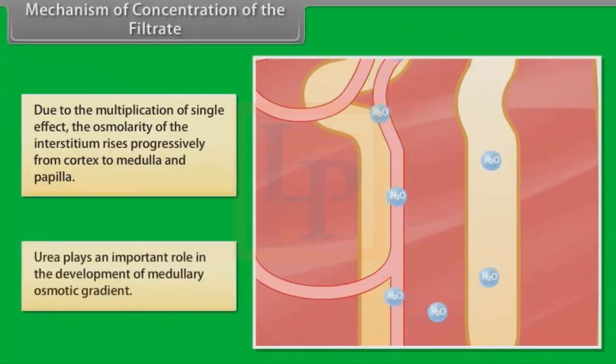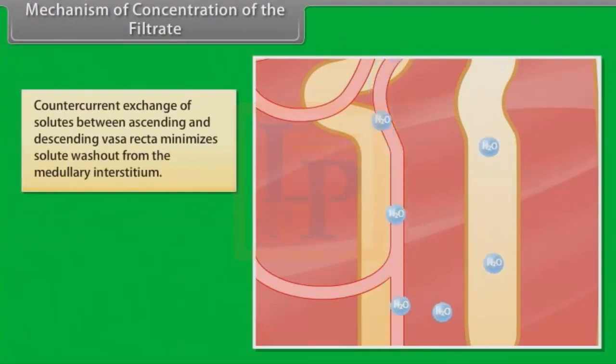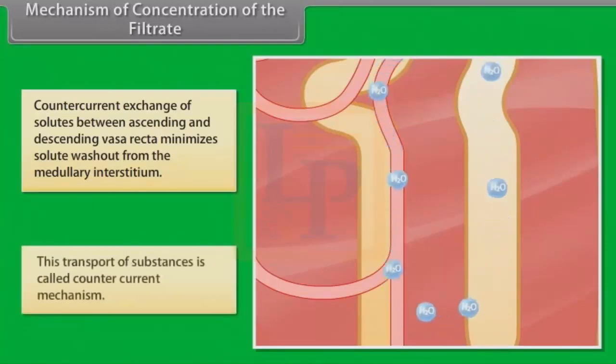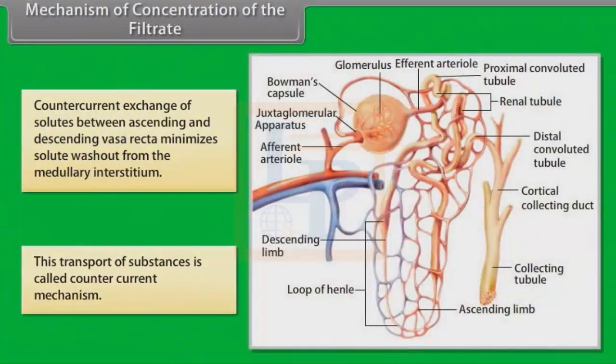Urea plays an important role in the development of the medullary osmotic gradient. Counter current exchange of solutes between ascending and descending vasa recta minimizes solute washout from the medullary interstitium. This transport of substances is called the counter-current mechanism.